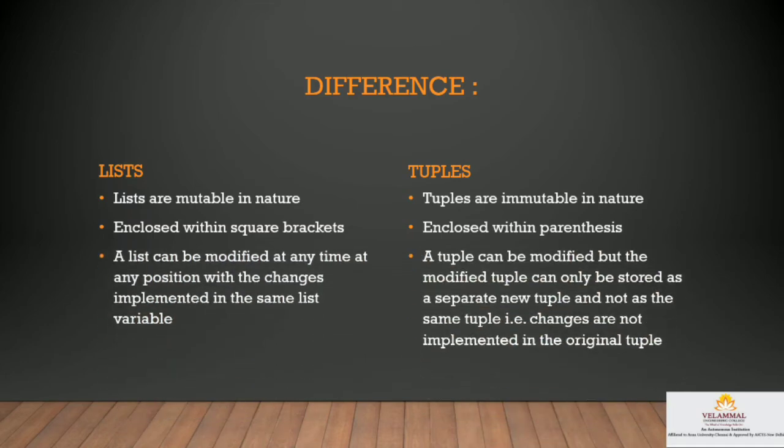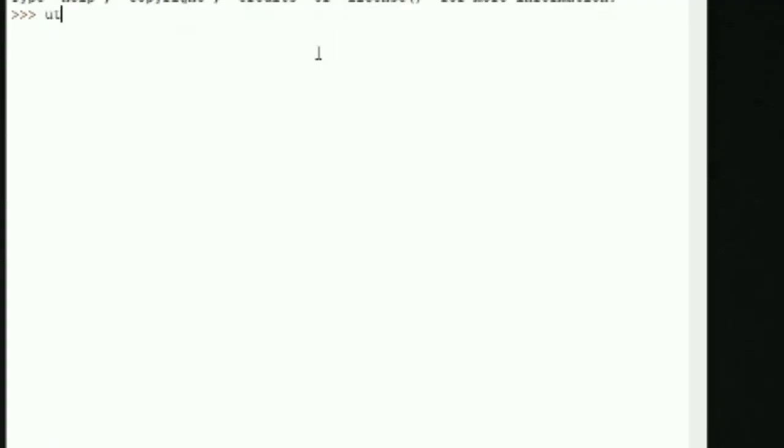In the list, whenever we do a change, the changes will be inflicted in the original list, whereas in tuples it's not so. It's possible to make changes, but that will be stored as a separate tuple only and not in the original tuple. There is a way like that, we can do that. Now let us see how tuple should be declared and how it executes.